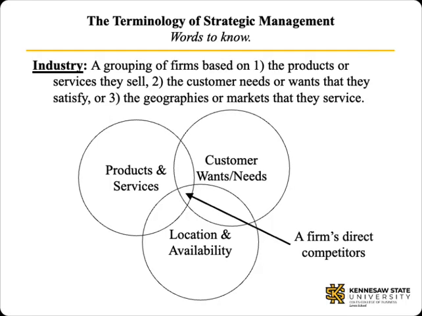The simplest definition of the term industry is as a group of firms that share strategic similarities. This sounds straightforward, but there are at least three ways of grouping companies: by the products and services that they sell, the customer needs and wants that they satisfy, or the markets that they serve.